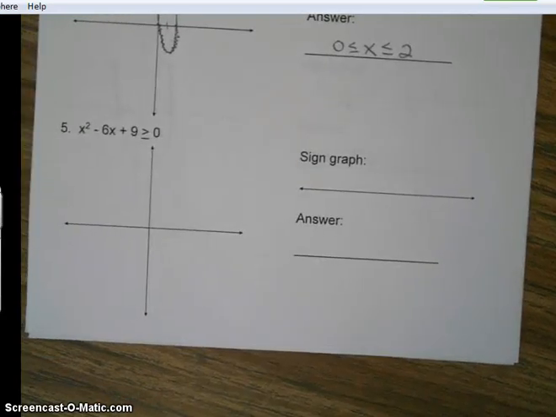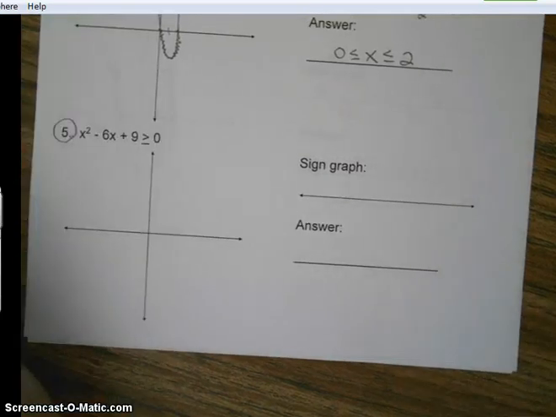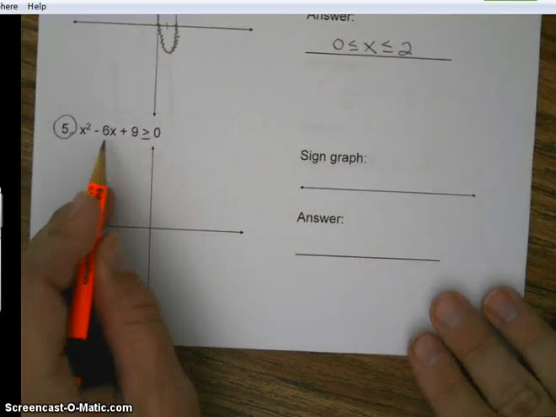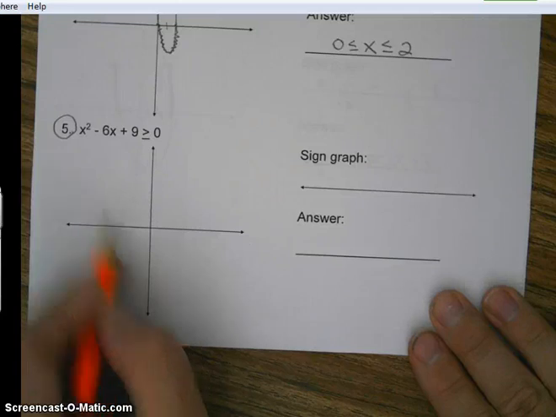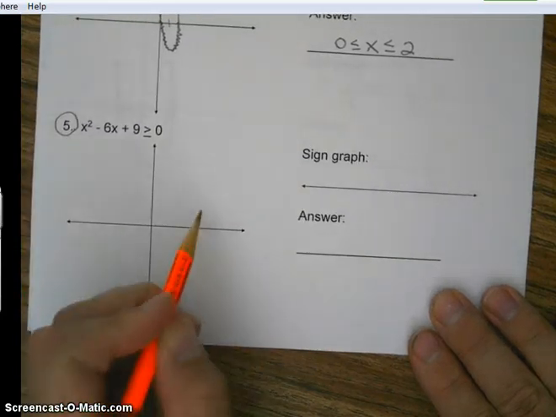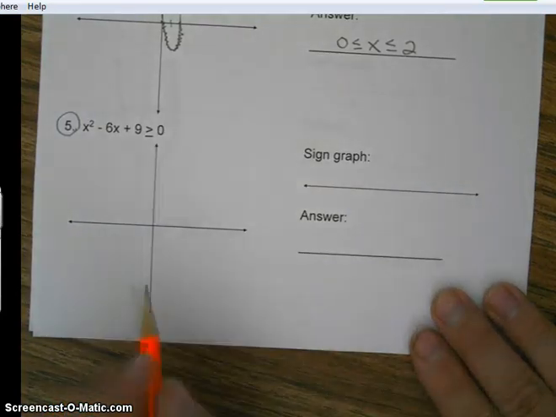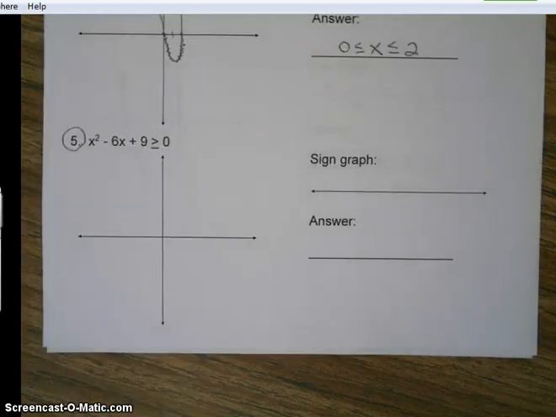Why don't you do this one for tomorrow? Remember, you need to solve it. You need to get the solutions wherever they are. It's opening up, so draw yourself a parabola wherever. Do your sign graph, give me your answer. Don't forget to shade. Make sure you have 5 done. And don't forget, there's also the Desmos graphing calculator online.